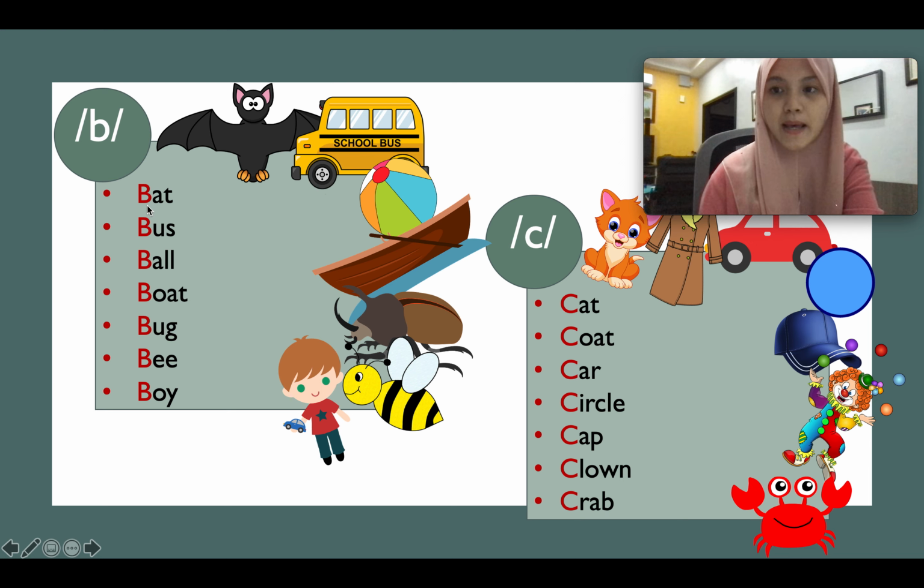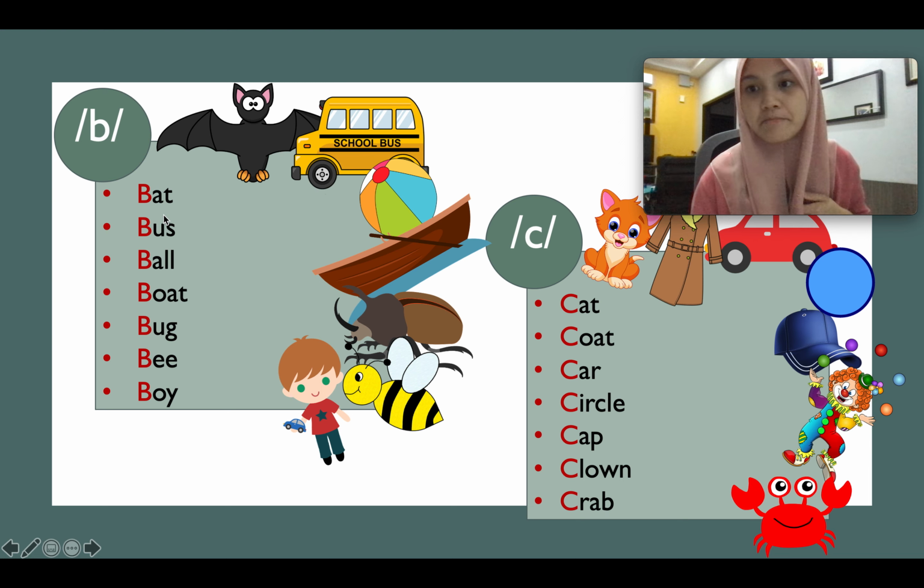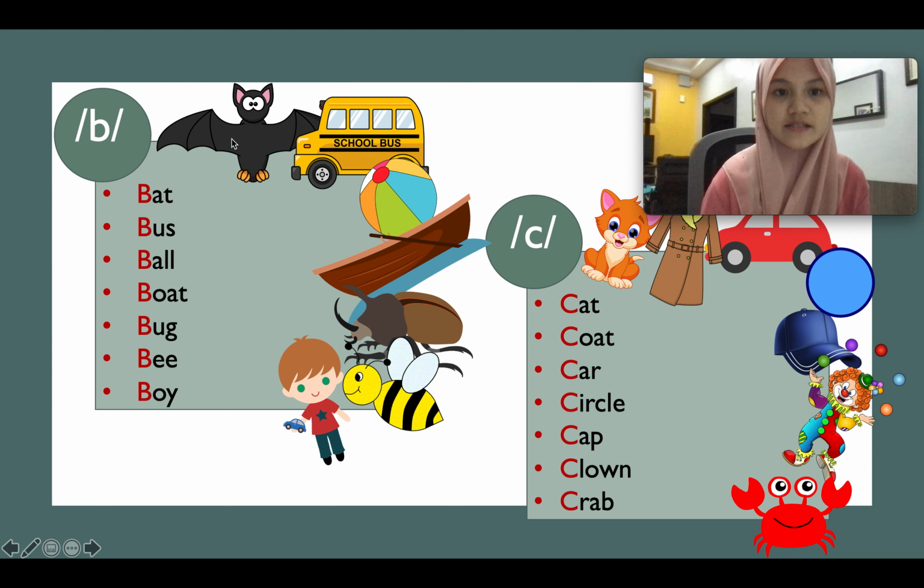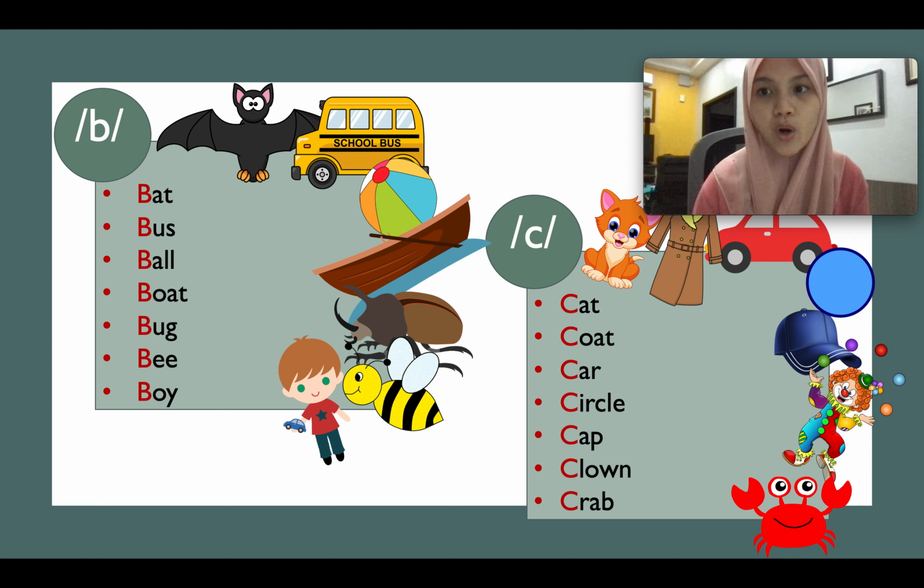Bat. Bat. B. Bat. Okay, this is a bat. Next one, bus. Bus. B. Bus. Okay, this is the bus. Ball. B. B. Ball. Okay, this is the ball.